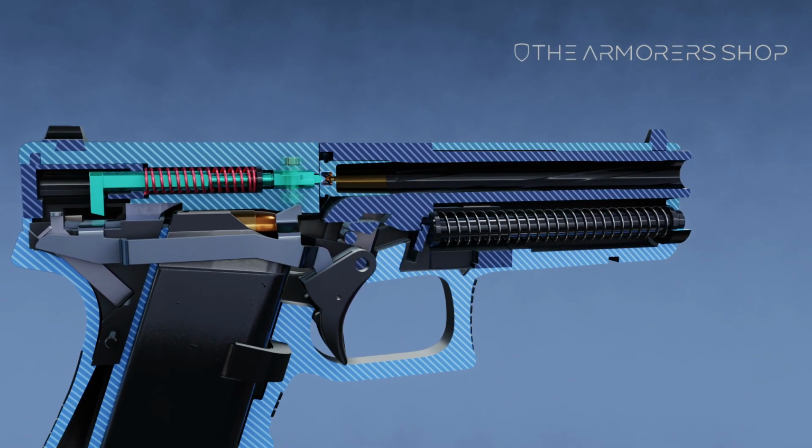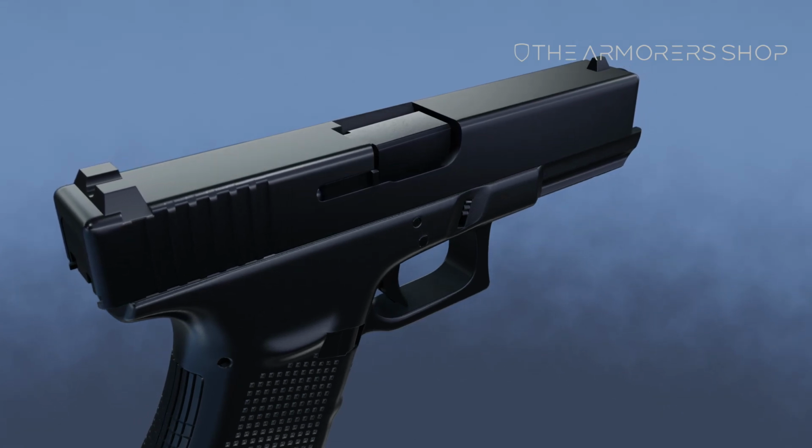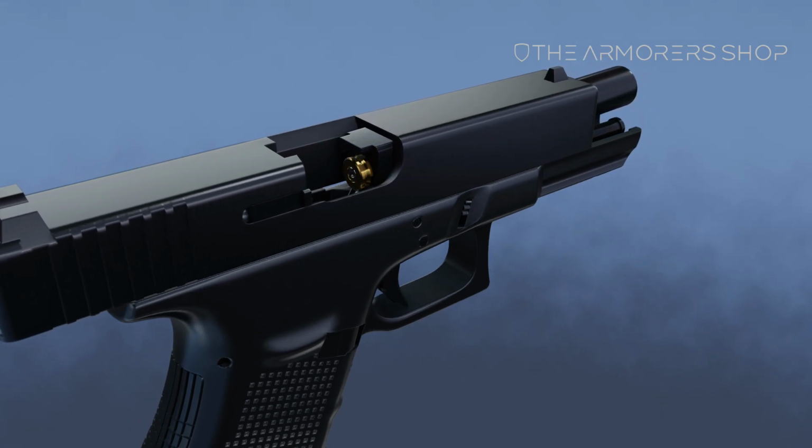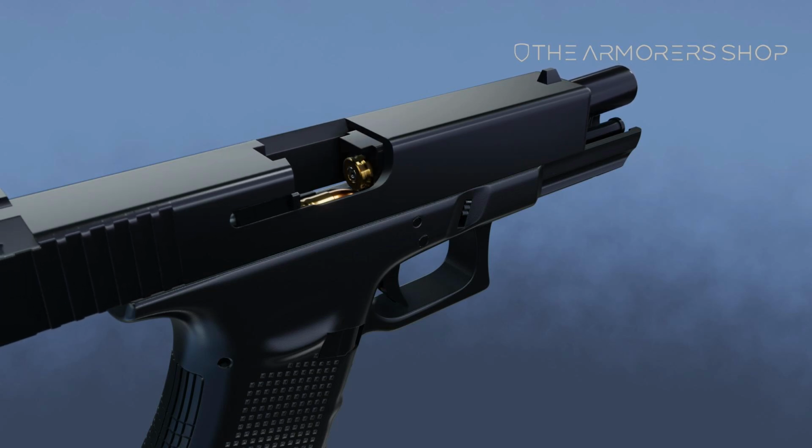Recoil energy from the fired round forces the slide backward. The barrel is cammed down and stops. The slide moves fully rearward and moves forward under pressure from the recoil spring, pushing the next round in the magazine up the feed ramp and into the empty case in the chamber. A malfunction occurs.